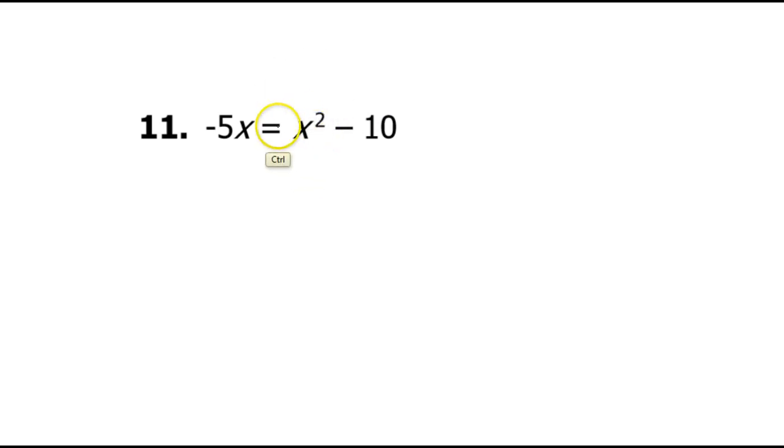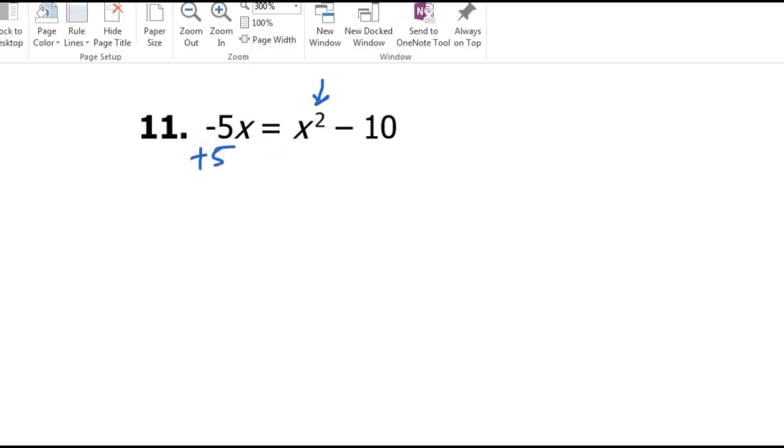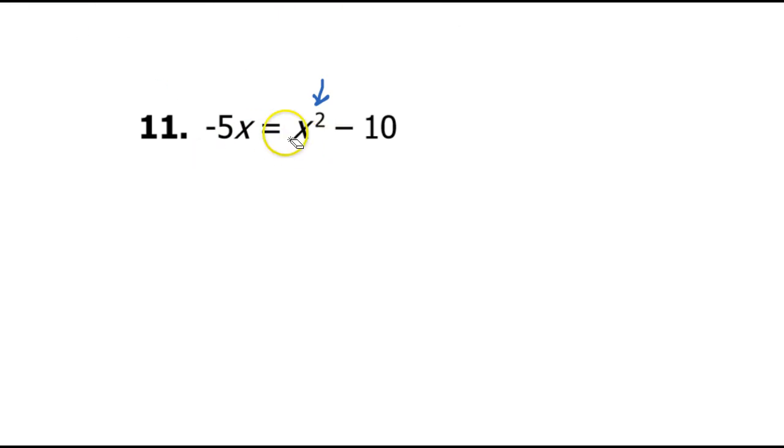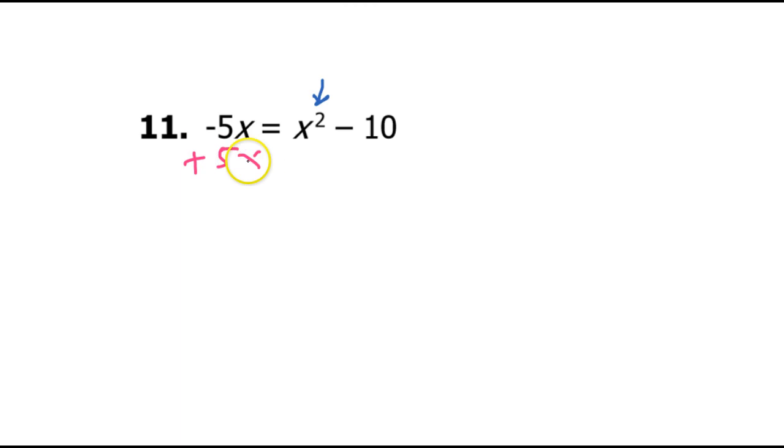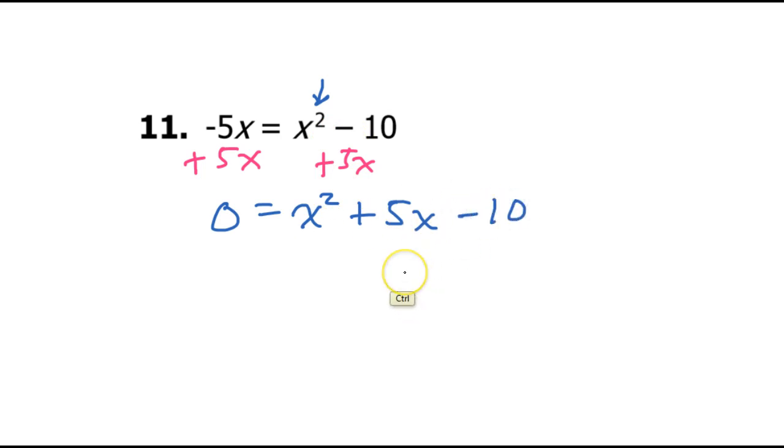let's be very careful about how we do this. I really want my x squared to be positive, which it is, so I'm going to add 5x to both sides to move it over to be with the x squared. All right, so I'm adding 5x to both sides, plus 5x. So that is going to give me 0 is equal to x squared plus 5x. Notice how I put it in the middle. All right, it's got to go in order. And then is the minus 10.